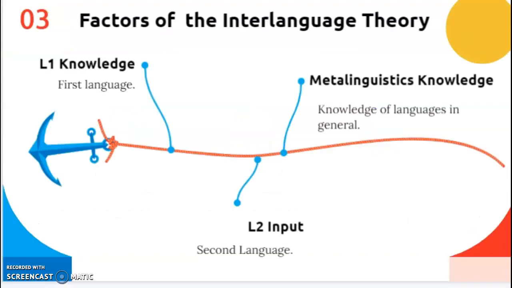Now let's see the 3 important factors in the interlanguage theory. The first one is the L1, the knowledge of the first language of the student. Second, we have the L2, which is the knowledge of the second language of the student, of what the students have. And the third one is the metalinguistic knowledge, which is the knowledge of languages in general.